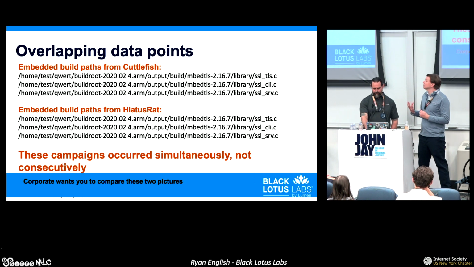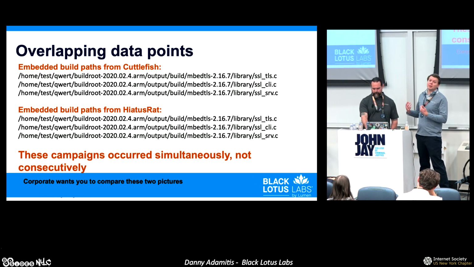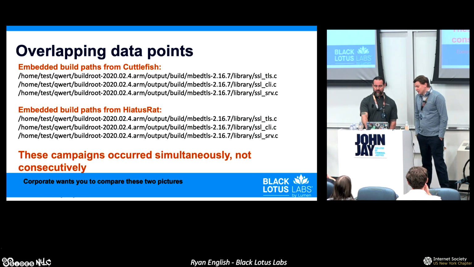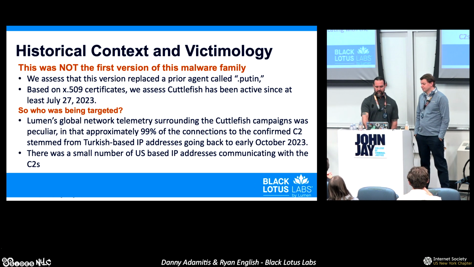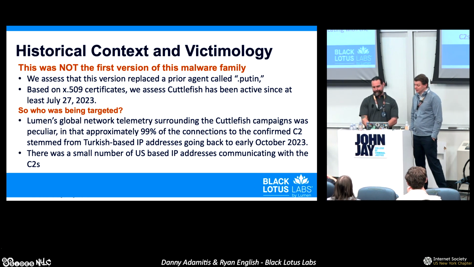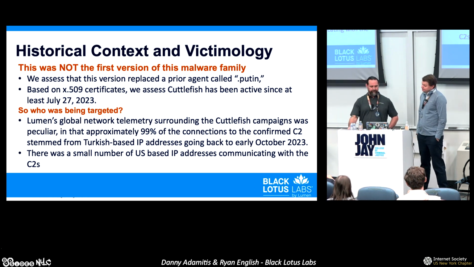In this particular case, we saw that the build paths were left in both the HiatusRAT and the Cuttlefish, and when we compared them, it looked like a 1,000% match. Just looking at it, it doesn't pass the eye test. Right away, you don't have to think too much about it. You see the exact same numbers: build root 2020, 0.02, 0.04, ARM output. It just keeps repeating, and you know right away it's got to be the same shop, if not the same threat actor. It's probably the same laptop or same VM, if we're being honest. So, all right, obviously we had talked about this: this isn't the first version of this malware family.